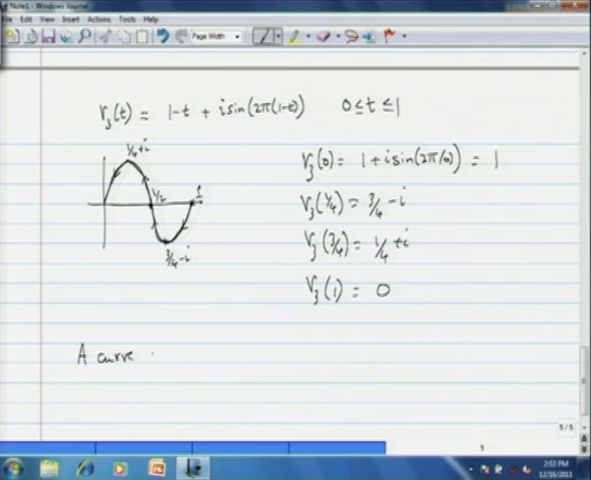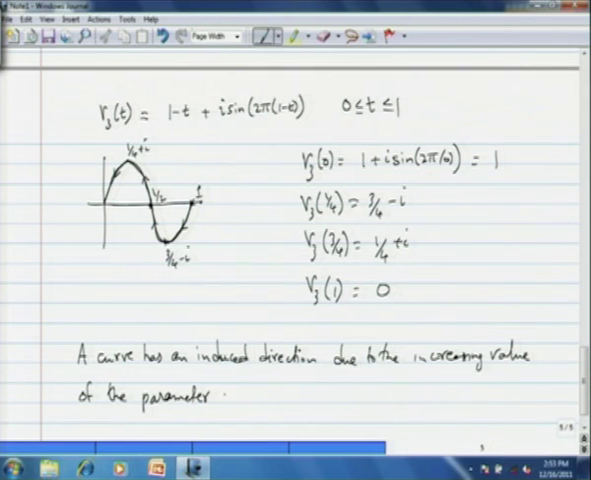So, we already see that when you give a curve with a parameter interval, it comes with a direction associated with it, when you look at the range of the curve gamma in the complex plane. So, let us say that in words: a curve over a parameter interval has an induced direction due to the increasing value of the parameter in its parameter interval.